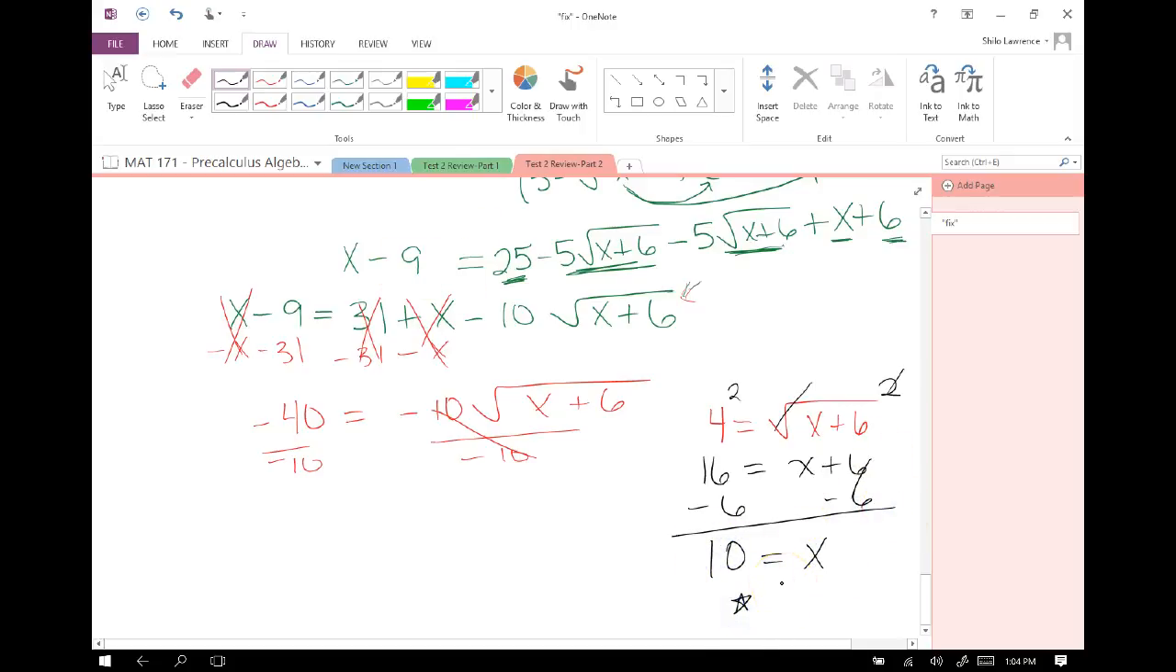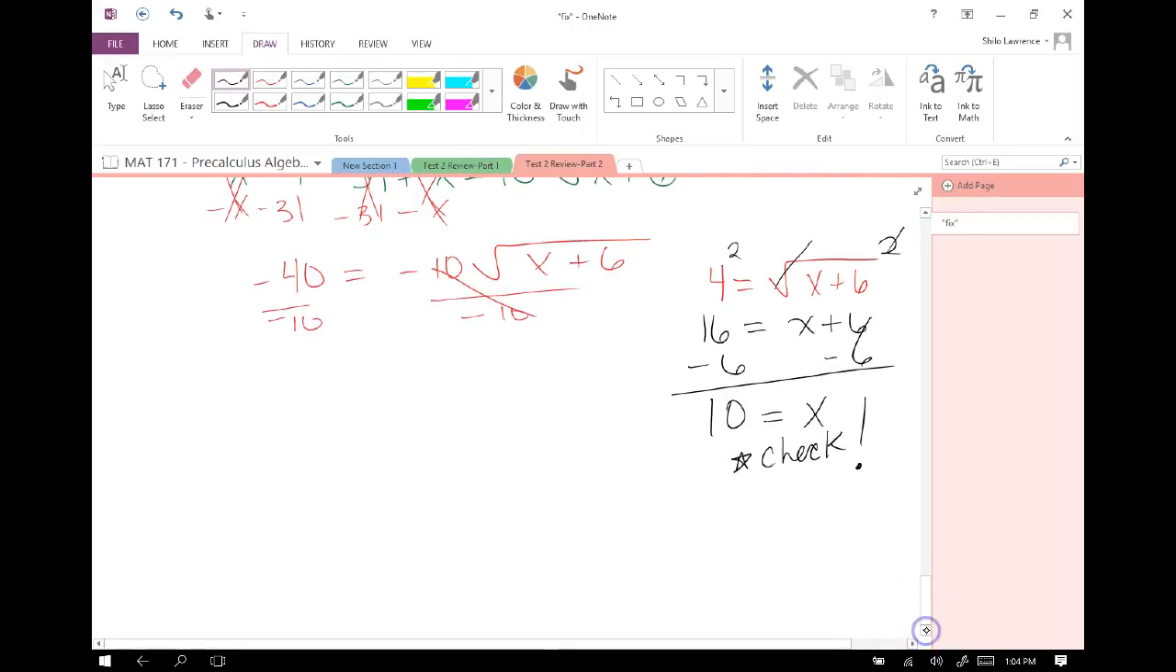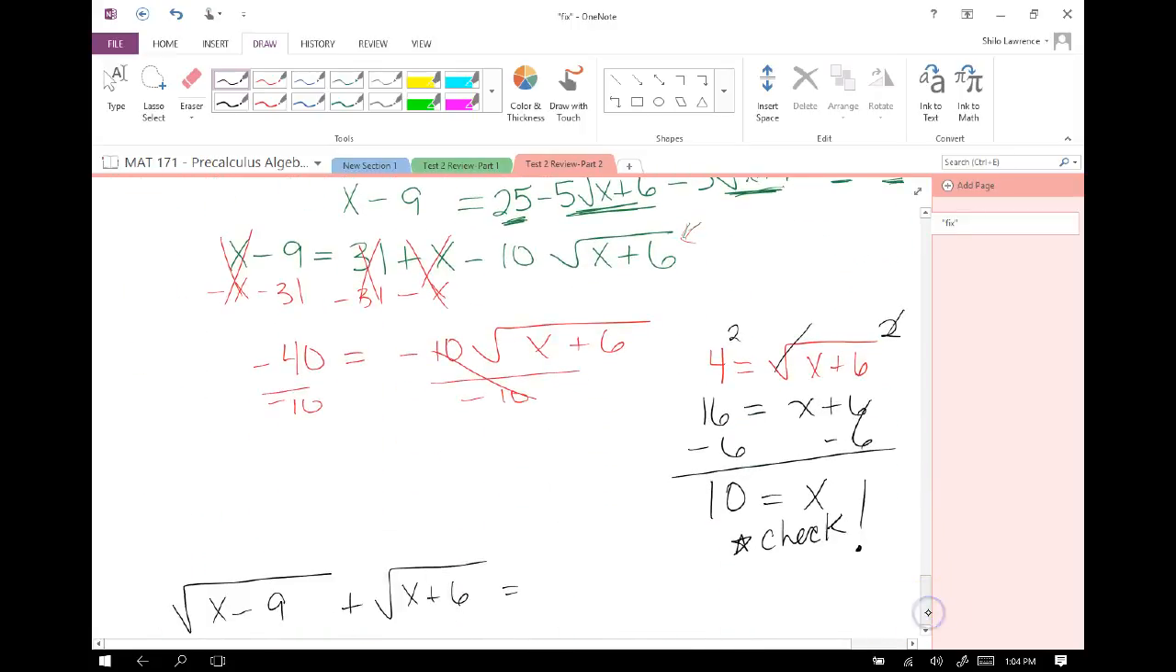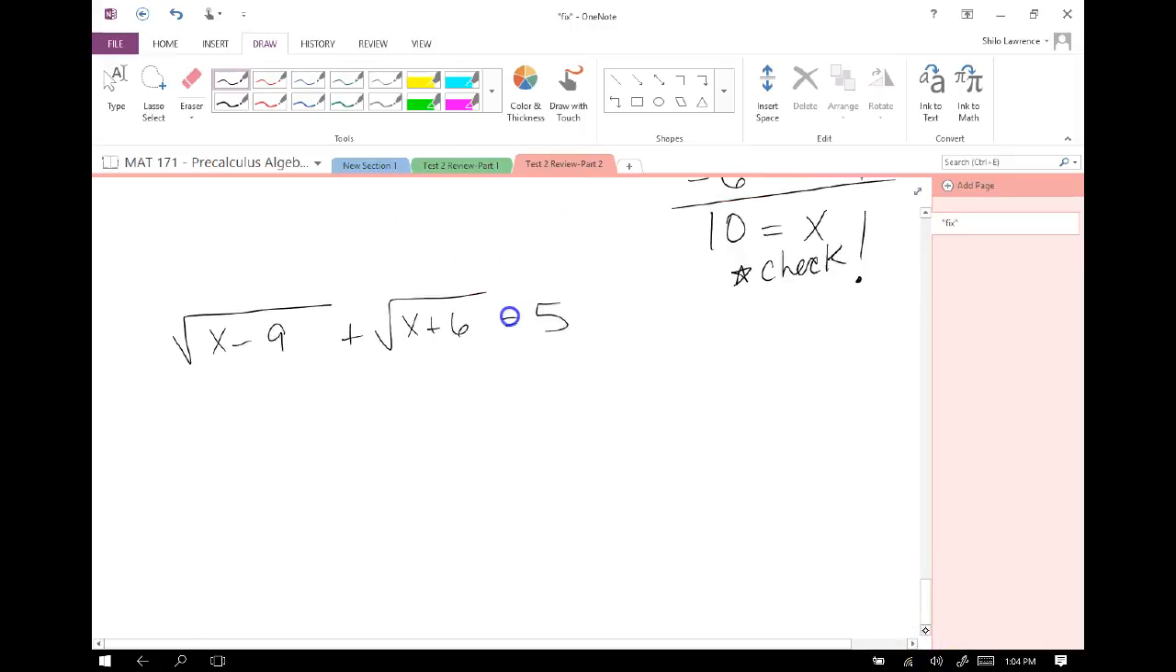And what do you have to do for all these problems? You have to check. We've got to plug this 10 back into the original, the very original, and make sure it really works. So the original equation said the square root of x minus 9 plus the square root of x plus 6 equals, and I forgot the rest of it, 5. So let's make sure that's really true when we plug 10 in.